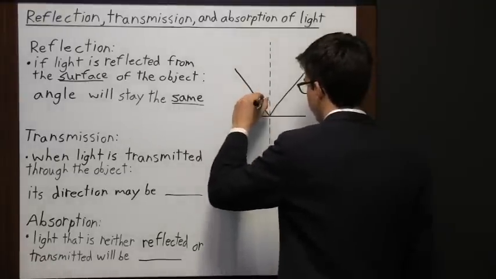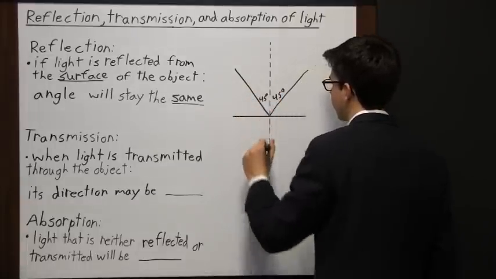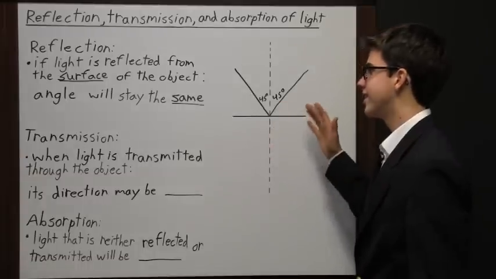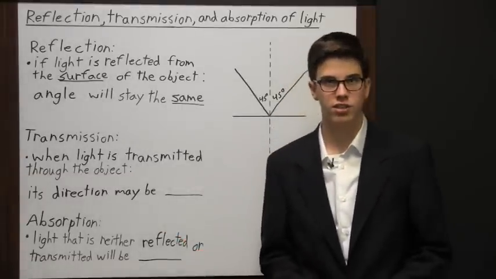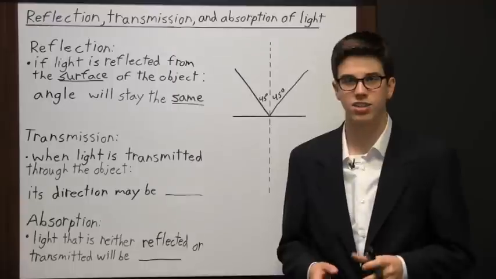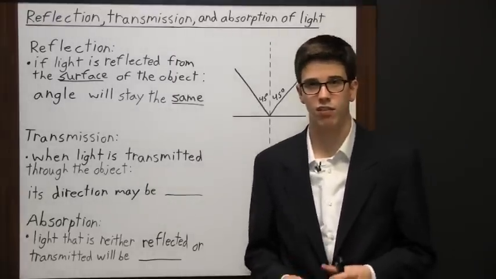like this. So say this angle right here is 45 degrees, this angle is also going to be 45 degrees. If this angle right here was 67 degrees, the angle over here would be 67 degrees. And so what's happening here is the angle at which it contacts the surface will be the same angle at which it leaves on the other side of the perpendicular.